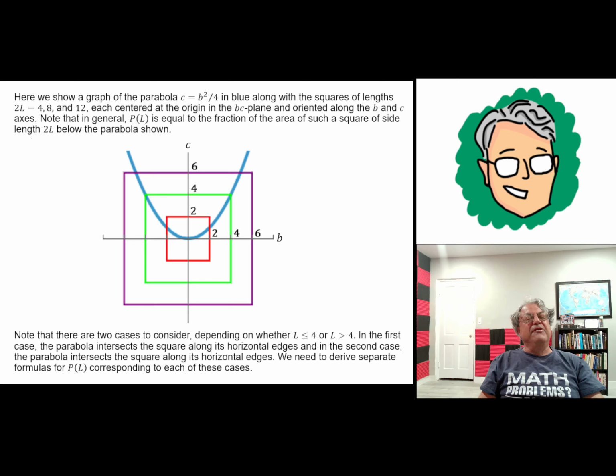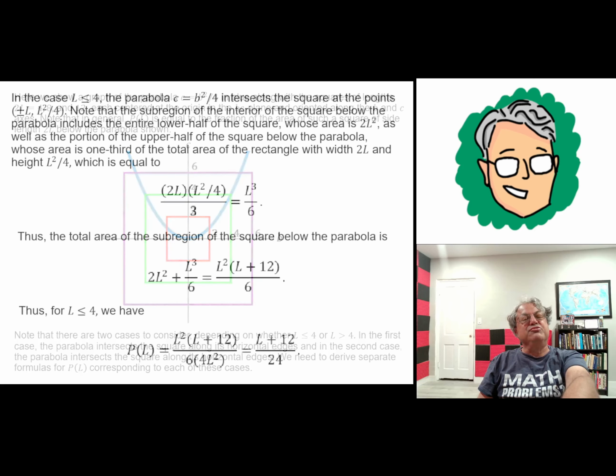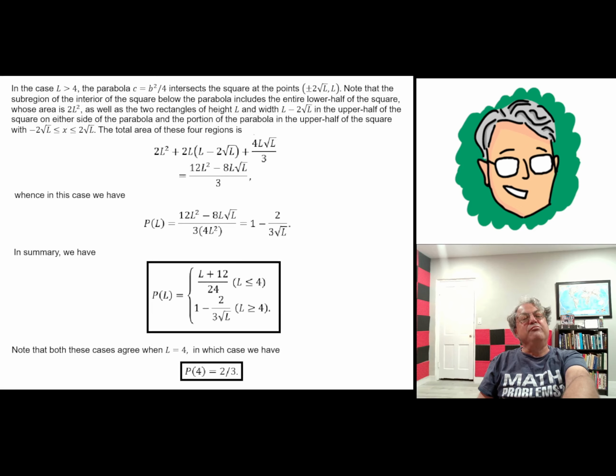Because remember, the values of x where the parabola meets the upper edge are plus or minus 2 times the square root of L. So you're going twice that distance, that's 4 times the square root of L. So we've got a rectangle whose height is L and whose width is 4 times the square root of L. That's going to give a total area of 4L times the square root of L. But we have to divide that by 3 for the same reason we did before, because the area under a parabola is 1/3 of the area of the bounding rectangle.